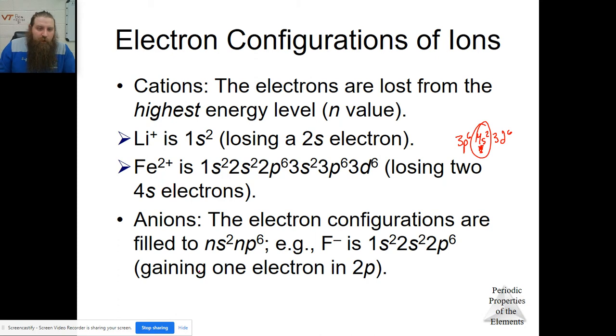For electron configurations of anions, you're trying to get that nice stable 8. So it's going to fill s2p6. For fluorine, normally 1s2, 2s2, 2p5, when you gain an electron, it's going to go right there into the 2p5 in order to give you that 2p6, that np6.